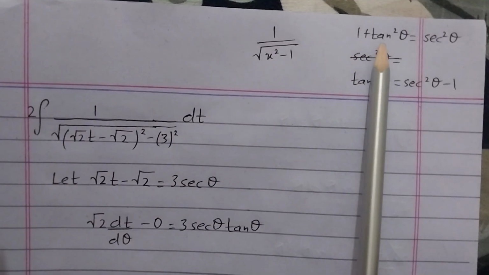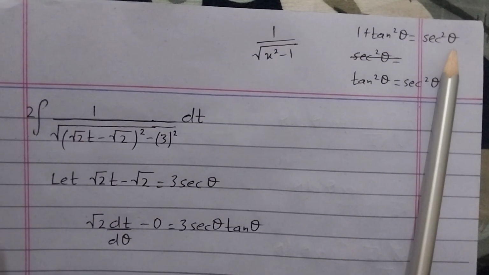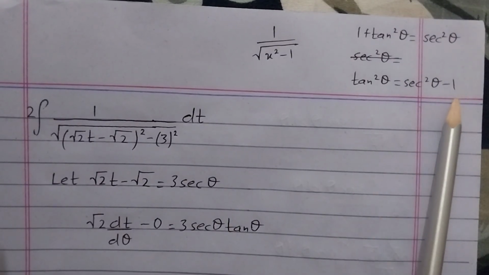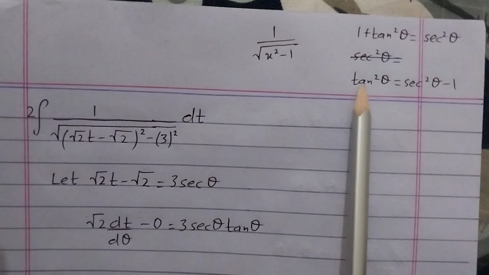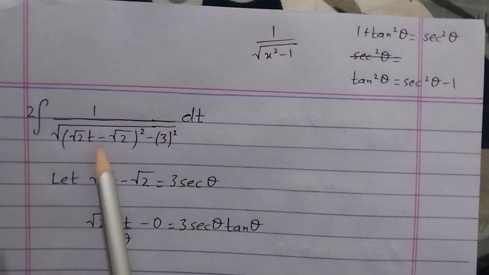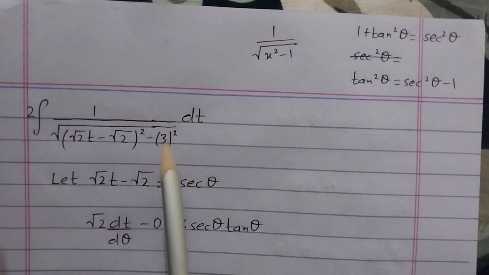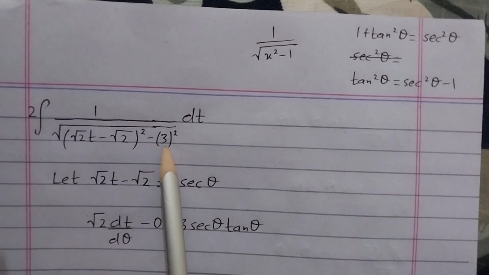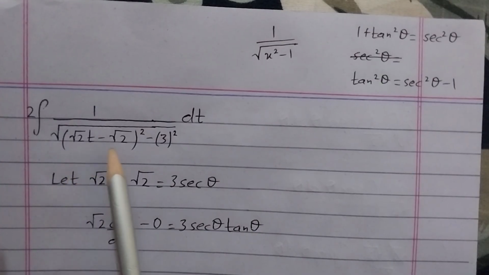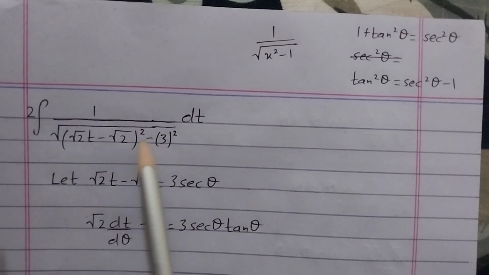I was saying that we will use this identity 1 plus tan square theta is equal to secant square theta, and we want to make secant square theta minus 1 in the denominator, so we can replace it with tan square theta. So if we want to make this thing secant square theta minus 1, we need to make this thing 1, and we also need to make sure that we get secant square theta out of this term.